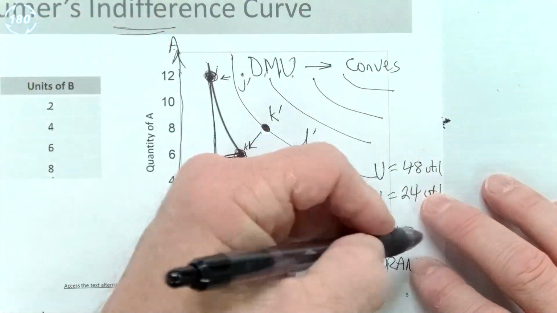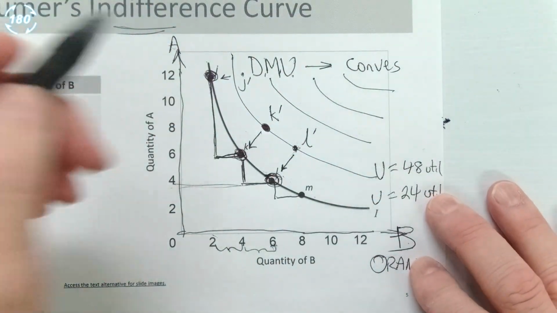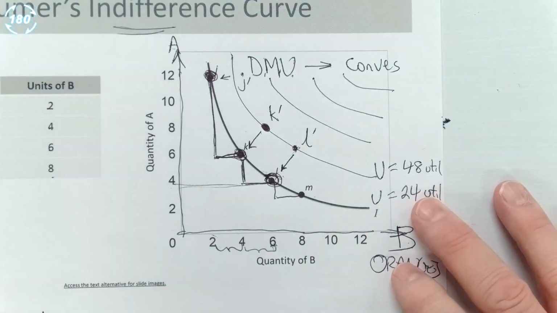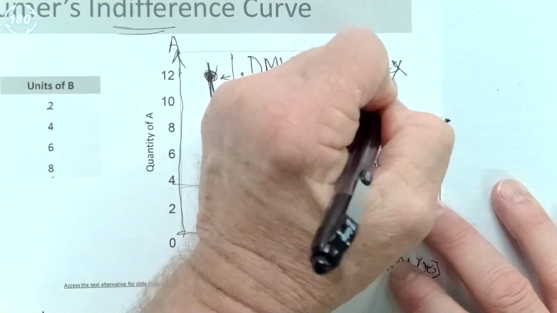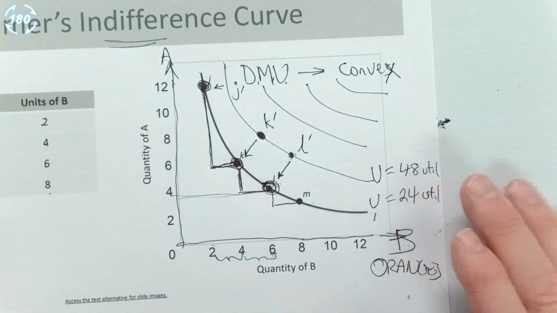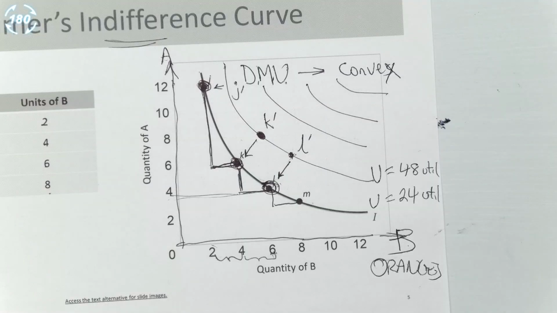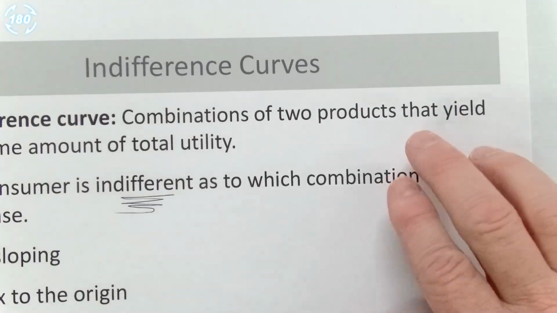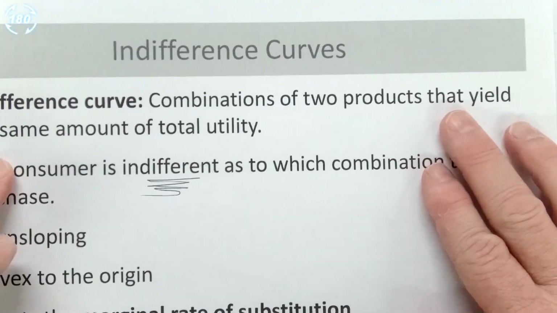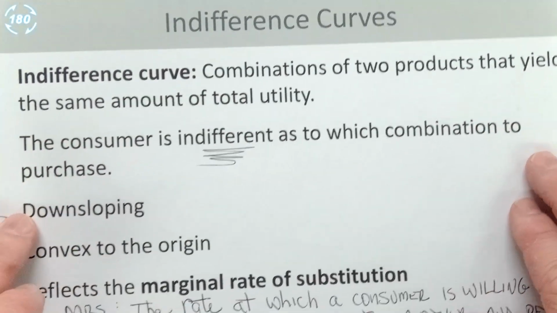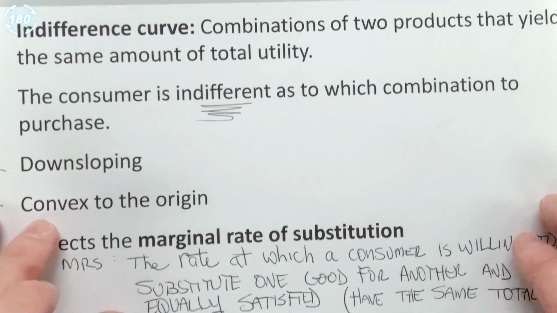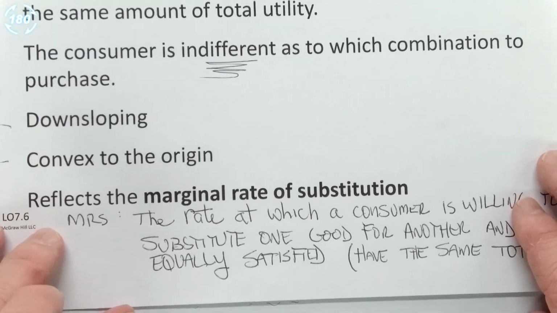But then these have to be convex because of the law of diminishing marginal utility. That means these are convex. All right, so as I mentioned here, utility curves are combinations of the two products that yield the same amount of total utility. They're downward sloping, they're convex to the origin, and they reflect this thing.